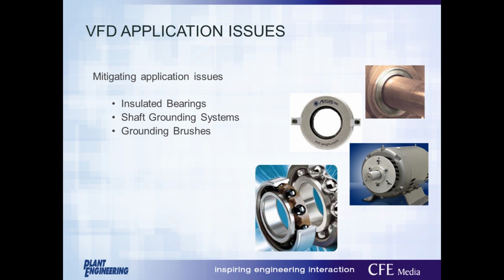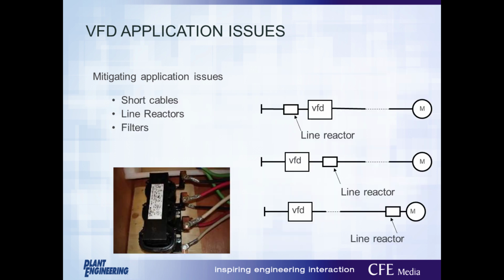So how can we mitigate some of these issues? The bearing issues can be solved by using insulated bearings. You may also want to look at purchasing shaft grounding systems or grounding brushes. These are items that you can get from your motor repair vendor. When we talk about insulated bearings, this is something to request from your distributor when you purchase a motor or when you get it repaired.